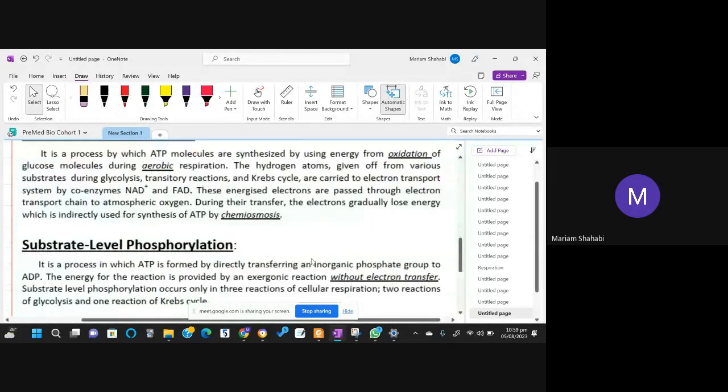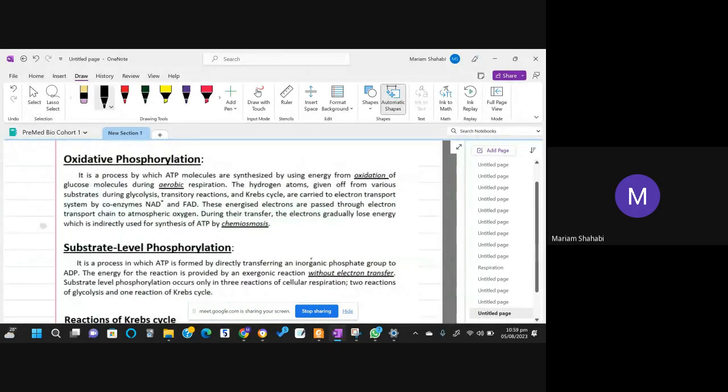And now, substrate level phosphorylation, I told you that there isn't any electron transfer in it, because what you're doing is you're just taking one phosphate group and giving it to ADP. There wasn't any electron transfer. In oxidative phosphorylation you have the oxidation of the various intermediates. ATP molecules are synthesized by using energy from oxidation of glucose molecules during aerobic respiration. So this is basically the electron transport chain. Short.